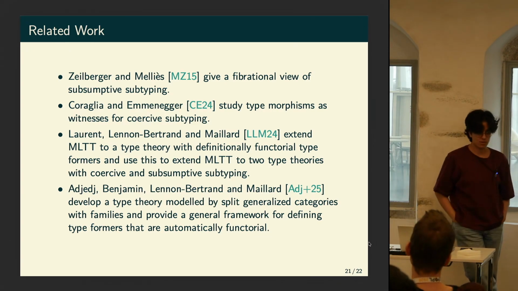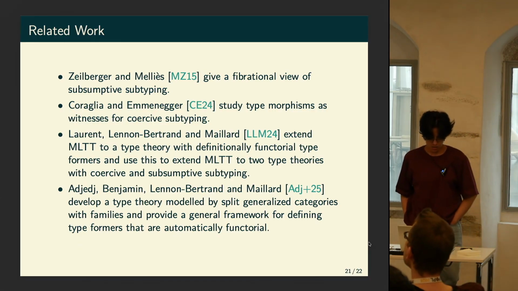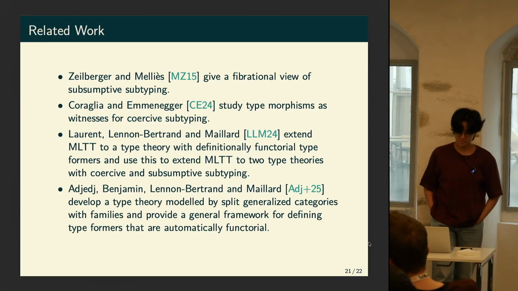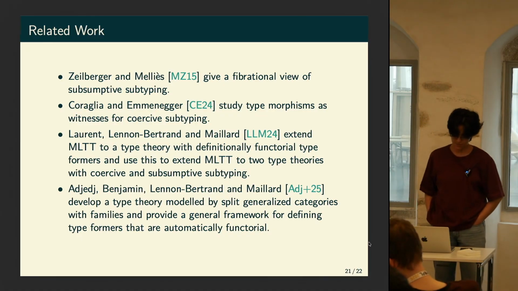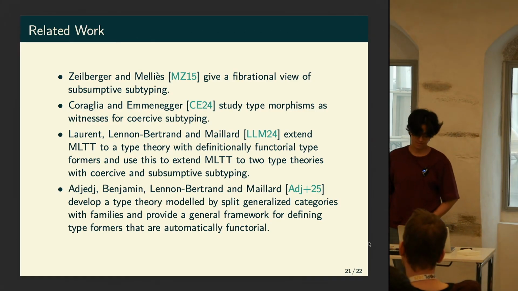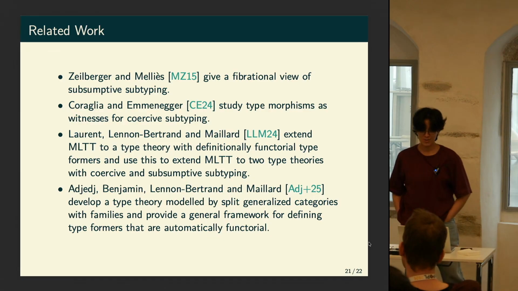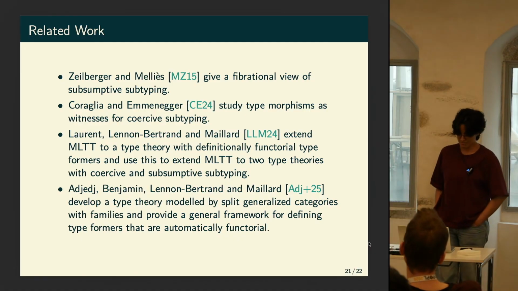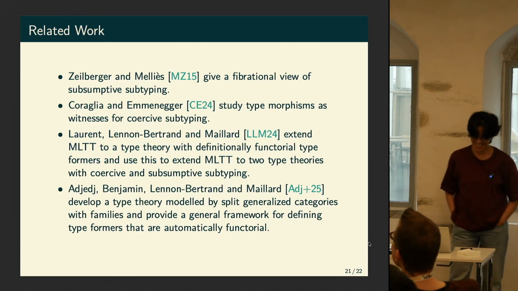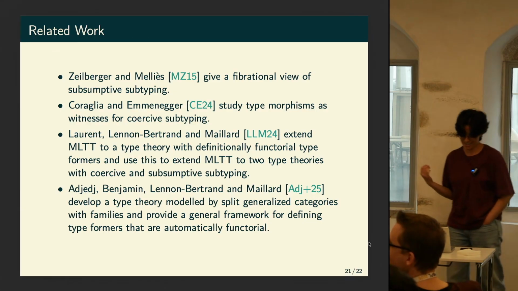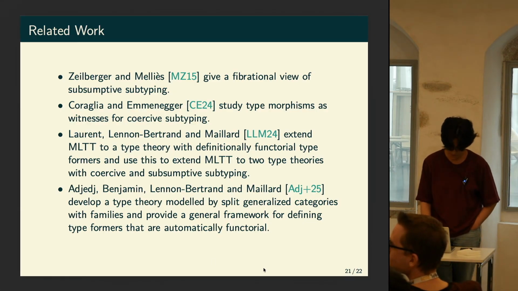Coraglia and Emmenegger, as I told you, were first observing that these type morphisms can be witnesses for coercive subtyping, but in generalized categories with families. Laurent, Lennon-Bertrand, and Maillard extend Martin-Löf type theory to a type theory that has definitionally functorial type formers, and then they use this to extend Martin-Löf type theory to a type theory with coercive, and then another one with subsumptive subtyping. See, I cannot pronounce it. This is why we're doing coercive subtyping. So there's a close relation between our work and their version of type theory with coercive subtyping.